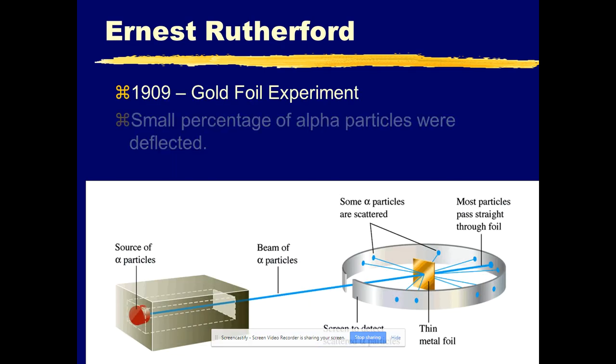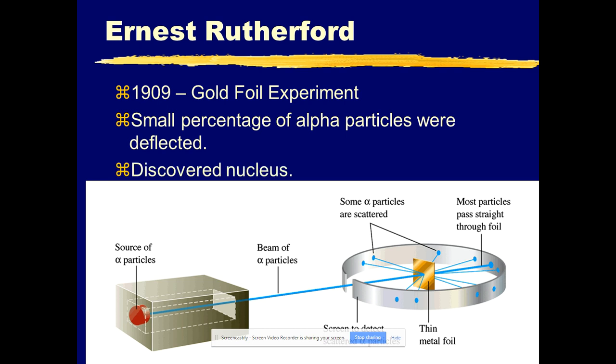And it took Ernest Rutherford and his famous gold foil experiment to disprove the plum pudding model. Rutherford was shooting alpha particles, which they knew at the time were positively charged particles. He was shooting those at a very thin sheet of gold foil, expecting that the vast majority would pass through, really expecting that all would pass through. And in fact, the vast majority did pass through.